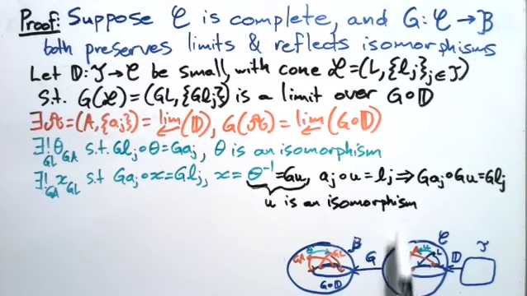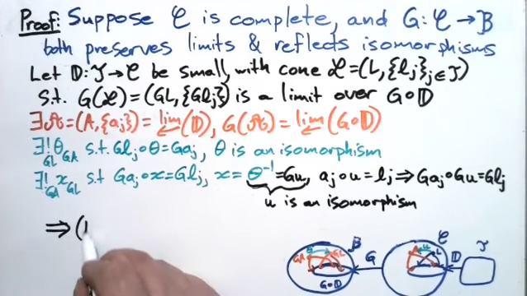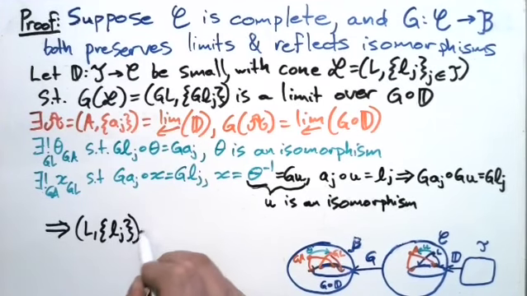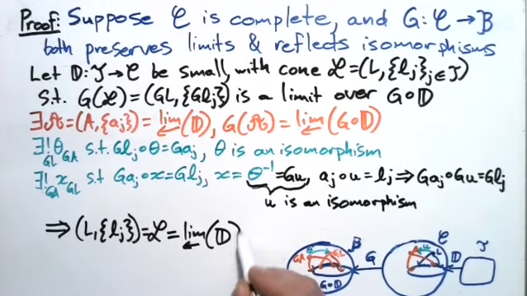So all of the legs of our cone L commute with all of the legs of the limit A by an isomorphism. And that's exactly what we need to say that L, with legs LJ, is a limit over D. And that is QED.